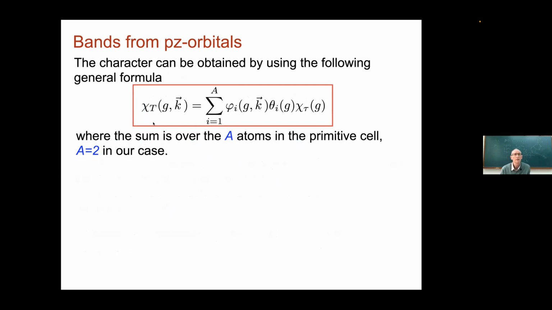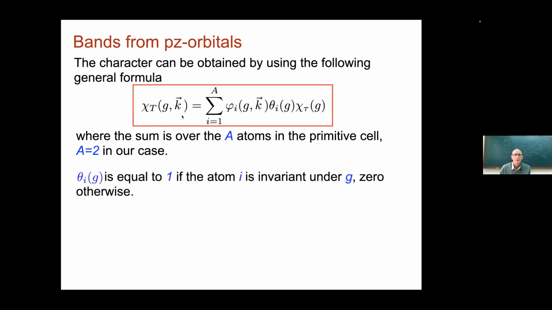This is the recipe to compute the characters of this representation. We could call it the electronic representation, because that's the way electronic Bloch waves transform. It doesn't have a name, okay? Well, this is the recipe. This thing here is equal to 1 if the atom I is invariant under G, 0 otherwise.